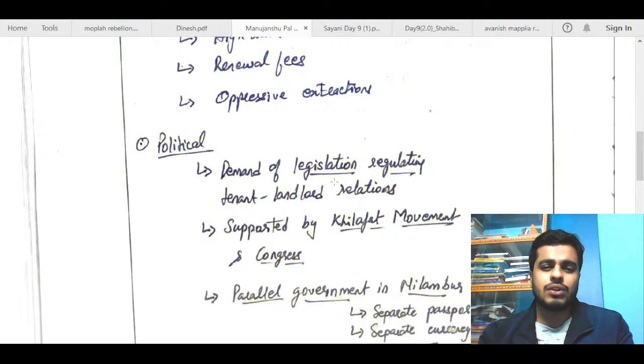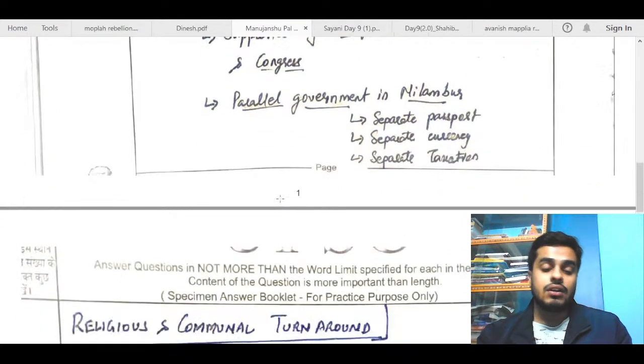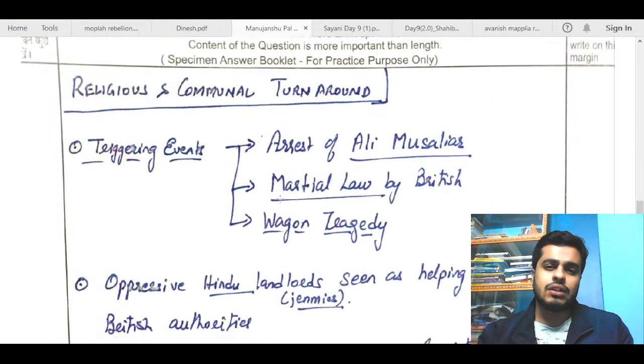You can just talk about it in one or two lines because it is not pretty clear from this what the demand was and why legislation was required. So you can talk about that a bit. Next, religious and communal turnaround is fine.